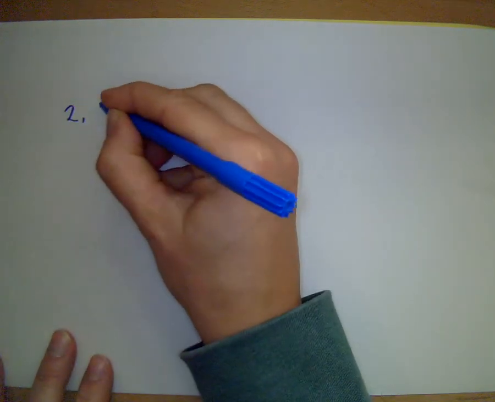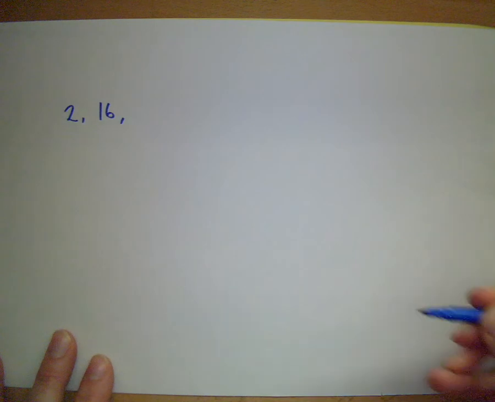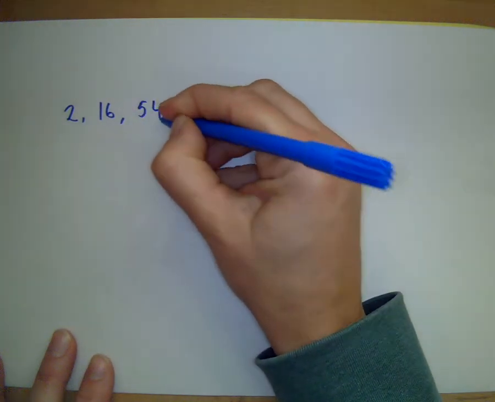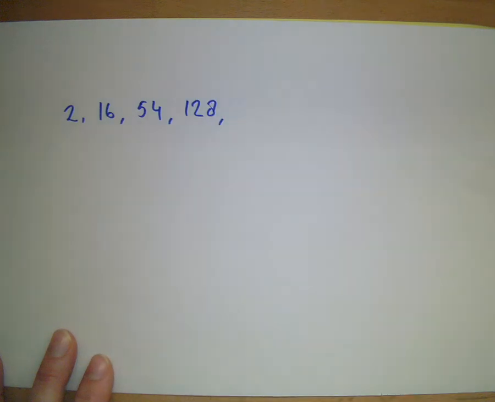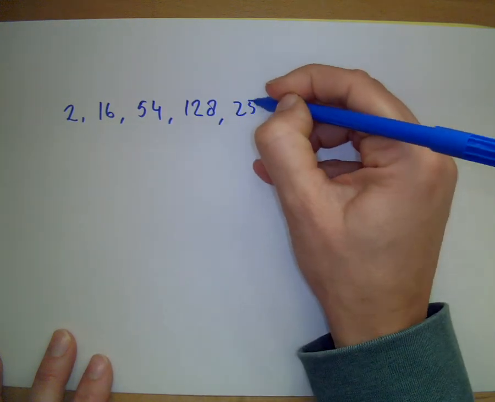We could do another example. Let's say we're given this sequence. Let's do this one: 2, 16, 54, 128, 250.